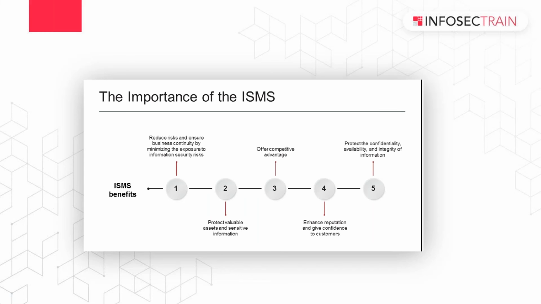So there are multiple benefits your organization will get when you implement this ISMS. To start with, it will reduce your risk. It will ensure your business continuity, because it minimizes the exposure of your information security. The organization is able to protect its valuable assets. An asset can be anything for an organization: data, a laptop, or an employee as well, with all the sensitive information that employee has. With this they will get a competitive advantage over your compliance. It will also enhance your reputation and build confidence with the customer and the client. The organization is able to protect confidentiality, availability and integrity.